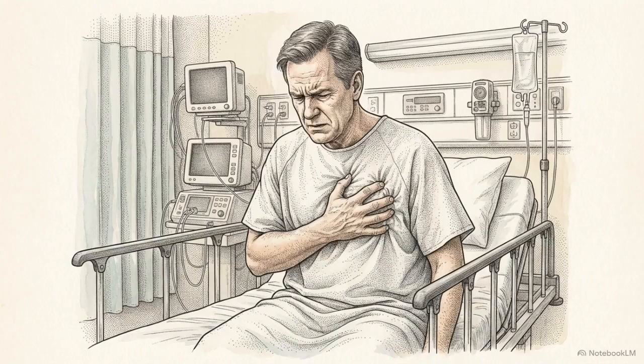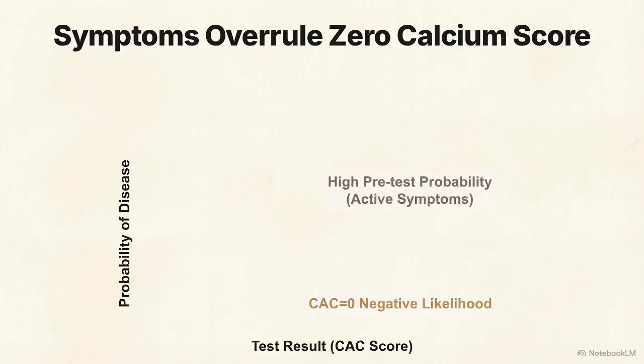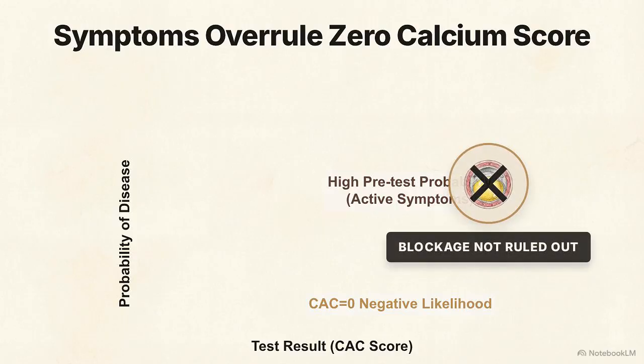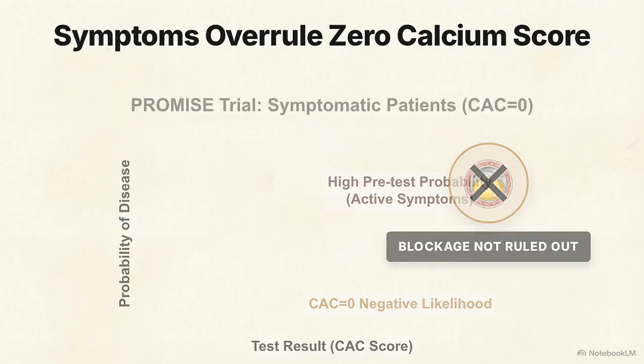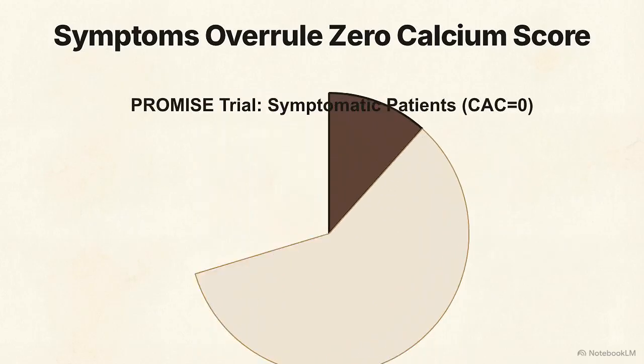In these cases, the reassurance of a 0 score is significantly diminished. This is a function of Bayesian probability. The usefulness of any test depends on the pre-test probability of the patient having the disease. If a patient has active symptoms, that high baseline risk mathematically overwhelms the negative finding of a 0 calcium score. When the pretest probability is high, a 0 score is not enough to rule out a blockage. The negative likelihood of the test is too weak to outweigh the clinical symptoms. The PROMISE trial illustrated this.